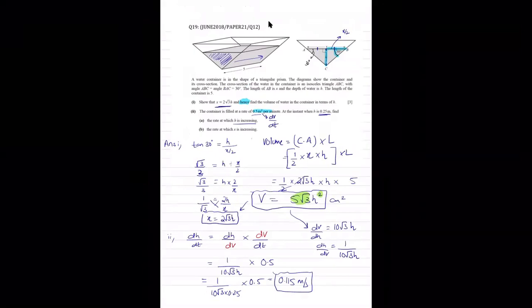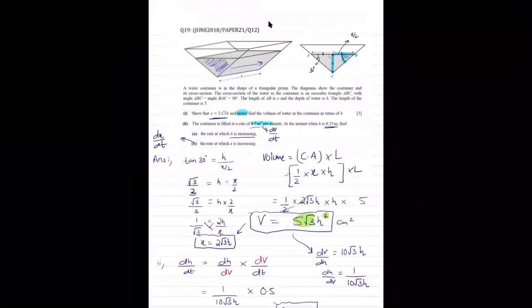To find the rate at which x is increasing, we will have to find dx by dt. This question calls to find dx by dt. To find dx by dt, you should have the expression of x in terms of h. So in this question, we had x equals 2 square root 3h. If you differentiate x with respect to h, you are going to get 2 root 3. Question is asking you to find dx by dt, and if you apply the chain rule, you're going to get dx by dt as a product of dx over dh times dh by dt.